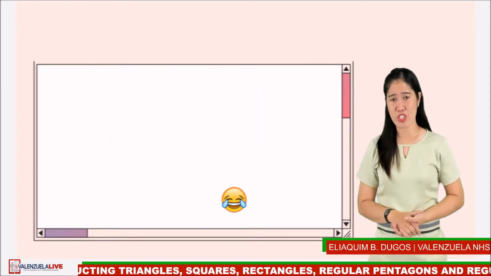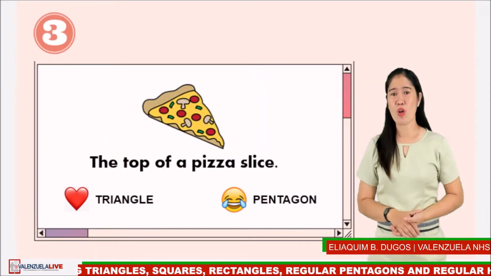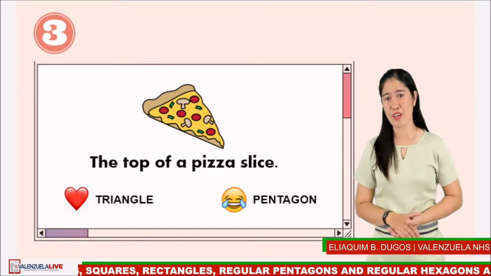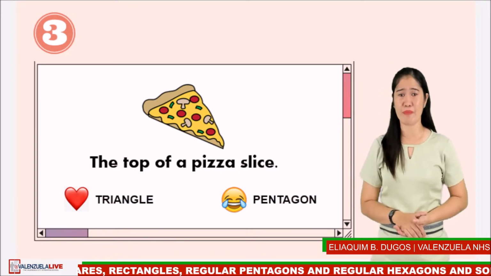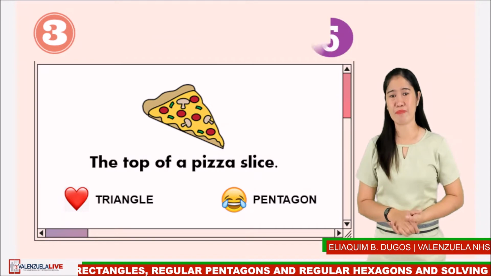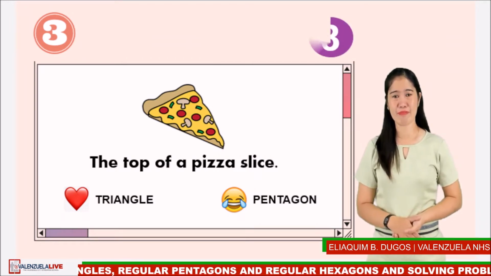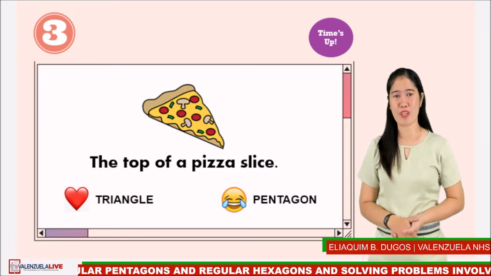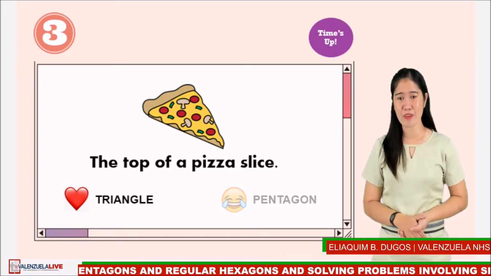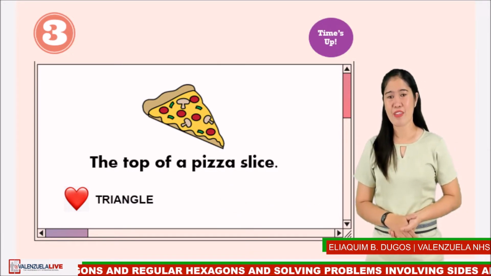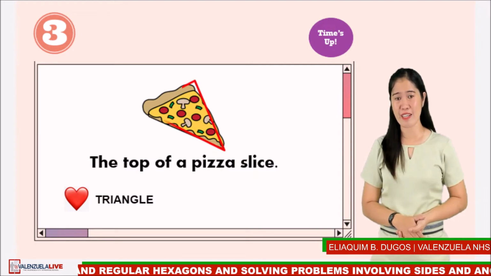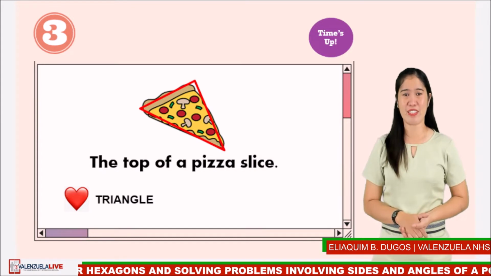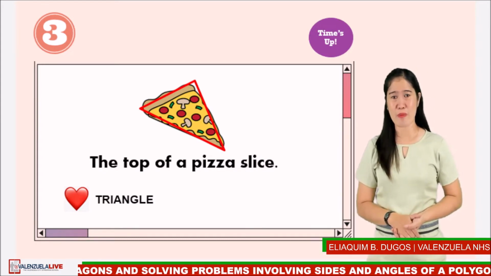For image number 3, what does the picture look like? Is it a triangle or a pentagon? 5 seconds. The answer is a triangle. Yes, the front side of a pizza slice is formed like a triangle. Keep going.